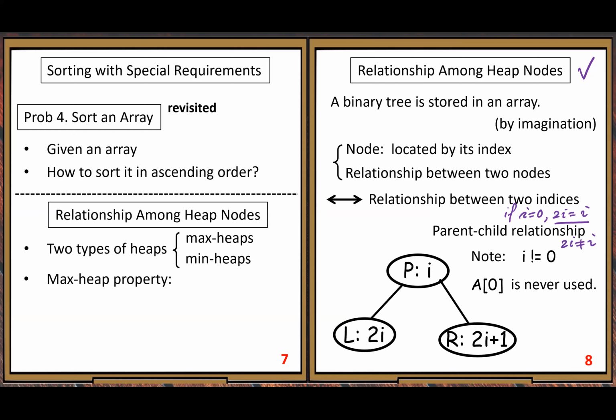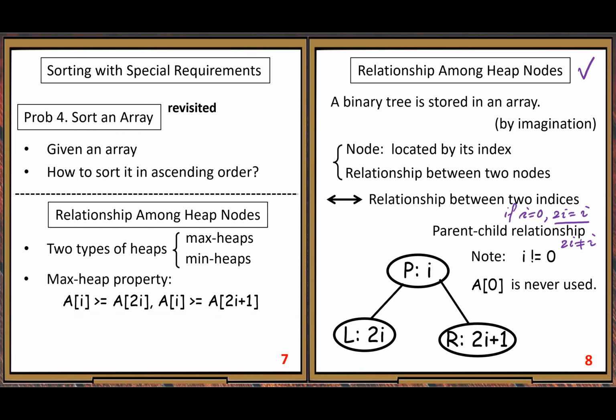Max heap property: the value stored in the parent node, A of i, should be greater or equal to A of 2i and A of 2i plus 1. So the parent value should be greater or equal to the values in its two child nodes. That's the max heap requirement.